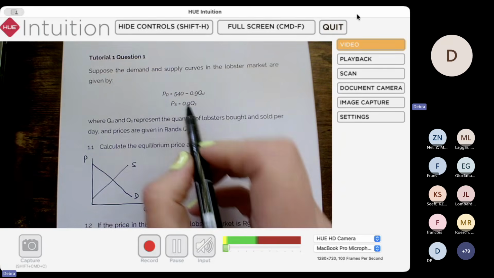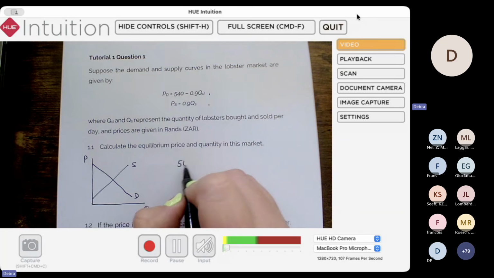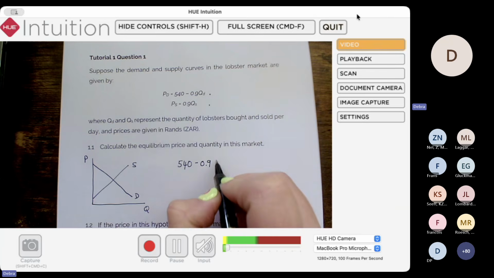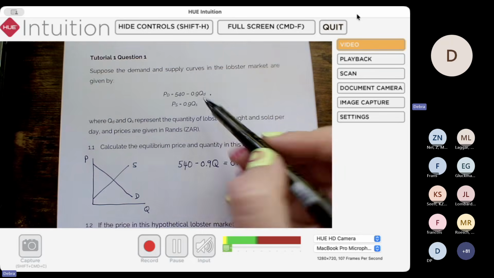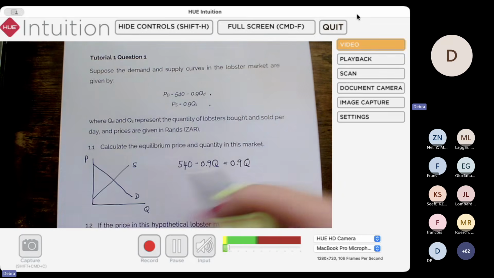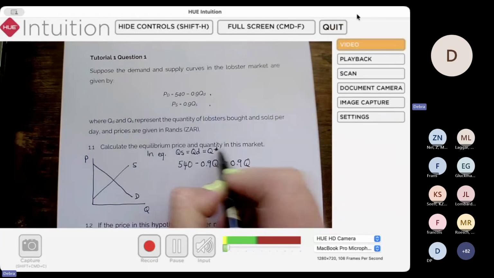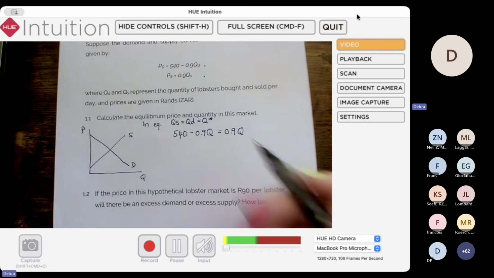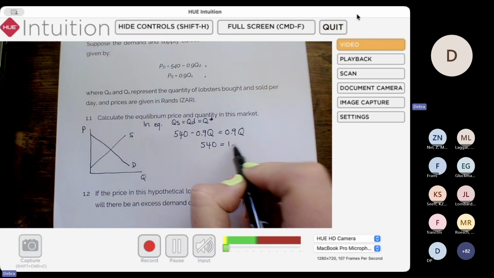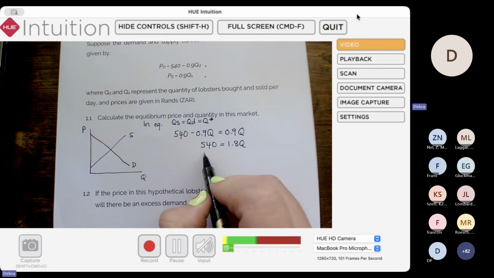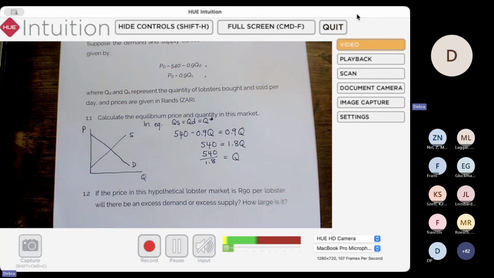So all I do is I take this demand curve and I take this supply curve and I set them equal to each other. So I get 540 minus 0.9Q equals 0.9Q. The reason why I'm getting rid of the S and the D is because we know that in equilibrium, QS equals QD is some equilibrium quantity. Okay, so then I take the minus 0.9Q to the other side, and I get 540 is equal to 1.8Q. And then I divide both sides by 1.8, so that I'm left with an answer for Q.